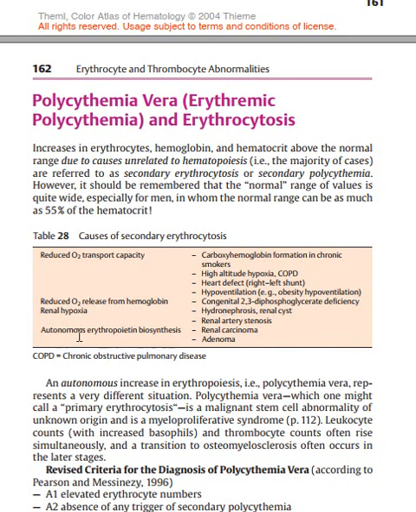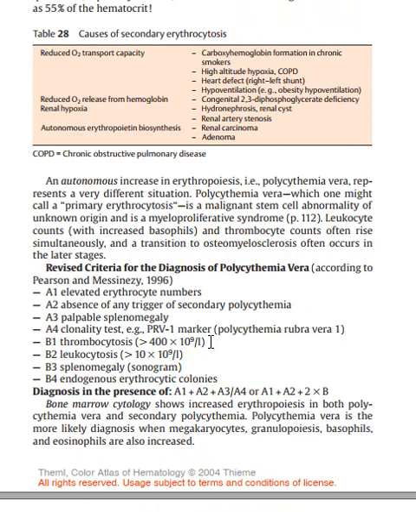Now we have autonomous erythropoietin biosynthesis, like in a renal carcinoma. So when you have excess erythropoietin just produced like that, like in the case of renal carcinoma or in the case of adenoma. Is it clear?